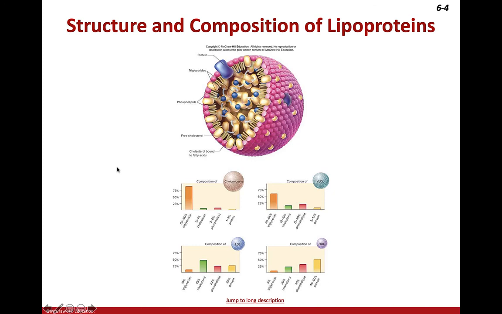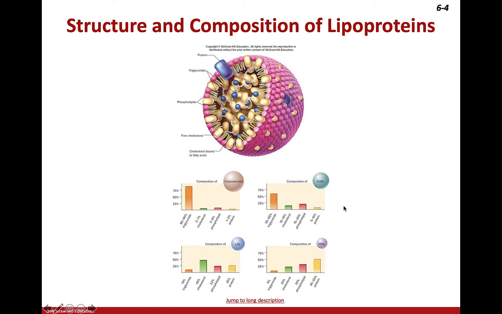Now here we're looking at an overall diagram that's focusing on the structure and composition of the various types of lipoproteins. So first, if we look at the chylomicron, you can see it's 80 to 90% triglyceride, very, very low density, not a lot of cholesterol or phospholipid, and hardly any protein at all.